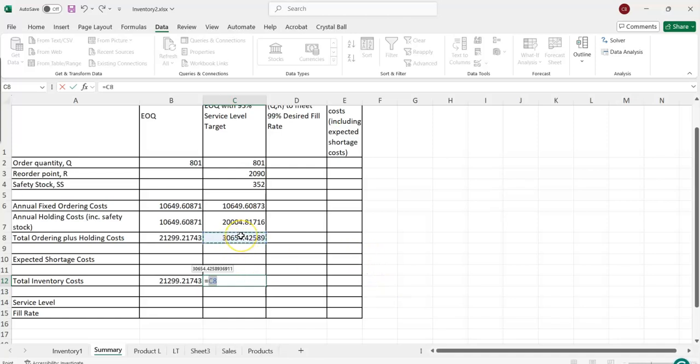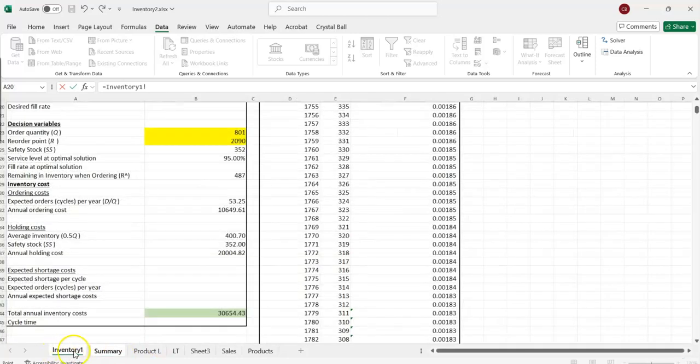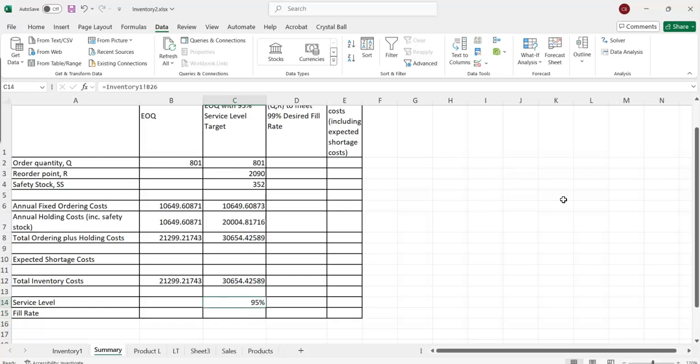We don't have expected shortage costs yet. We're not considering them because we're considering customer service through this 95% service level target. So of course our service level, as calculated over here, is 95% at the optimal solution. Let's just type that in. Made a correction here for this formula to be consistent for both columns. So that would be how we would incorporate the service level target with the economic order quantity.